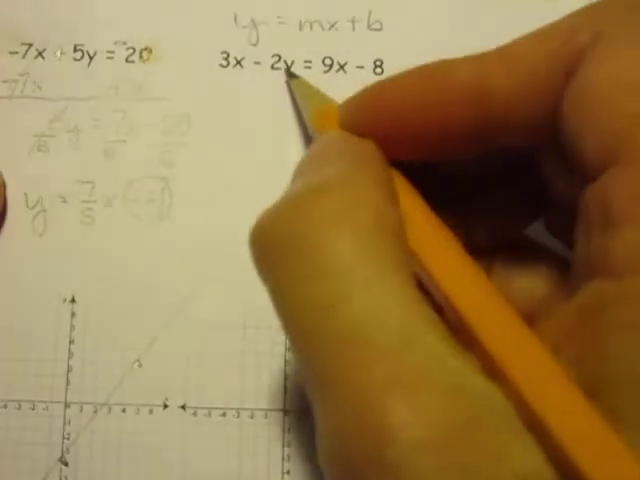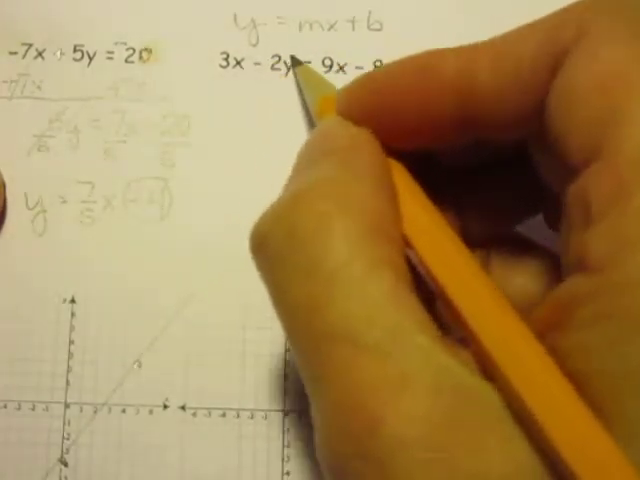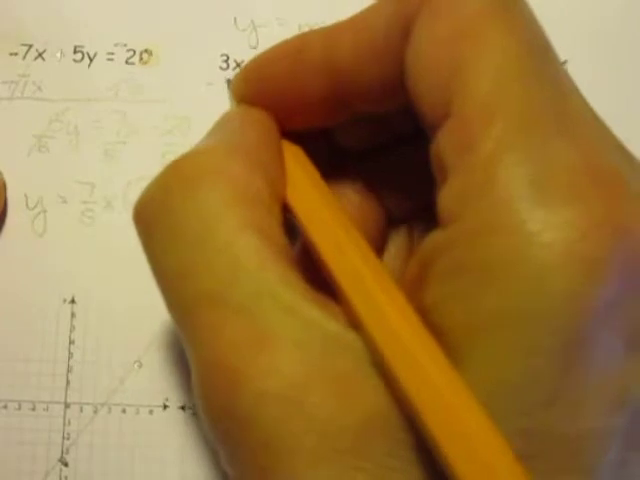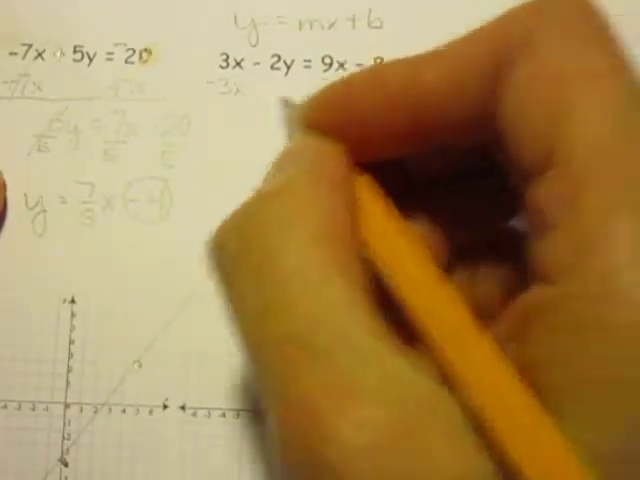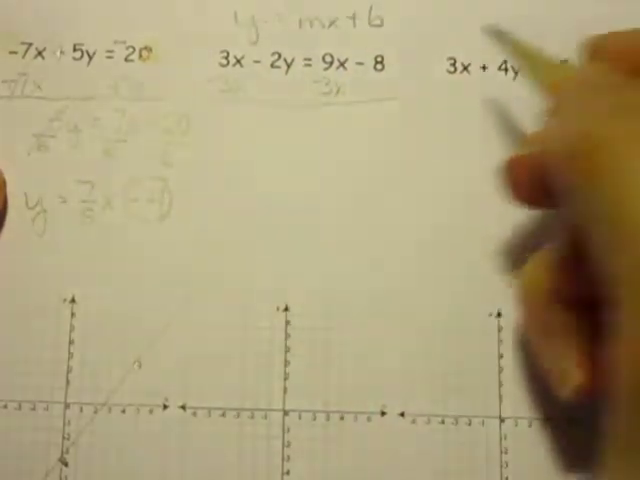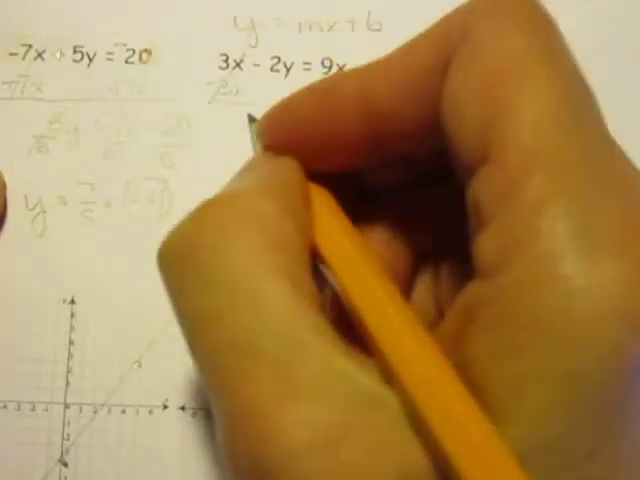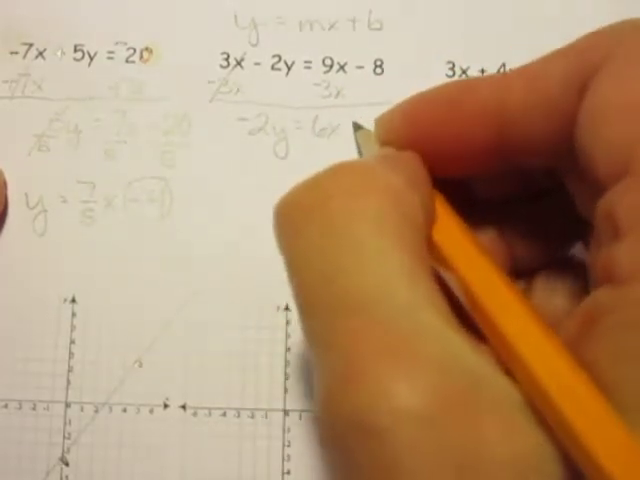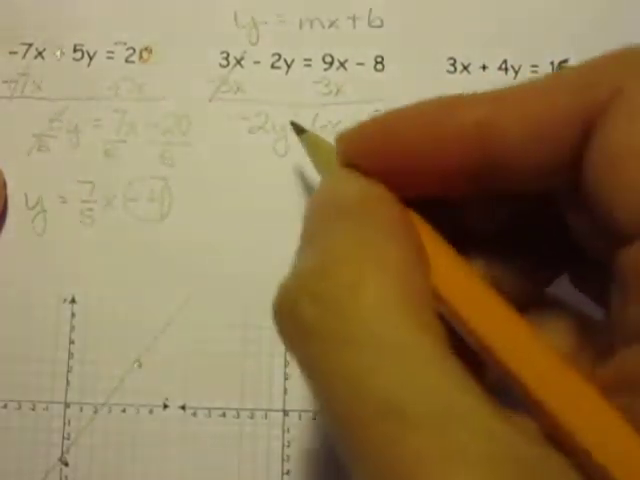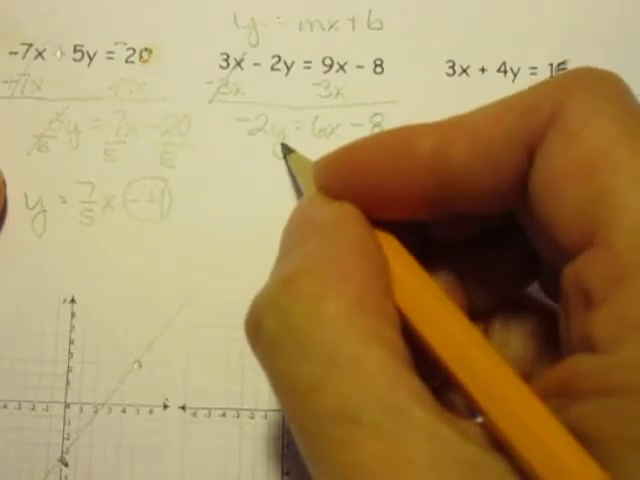So I am going to go ahead and try to get this y term isolated by subtracting 3x from each side of the equation. And I'm lining up the 3x underneath the 9x because those are like terms, and I'm going to collect them. These eliminate, so now I have negative 2y is equal to 6x minus 8. And I'm going to continue on trying to isolate and get y by itself.